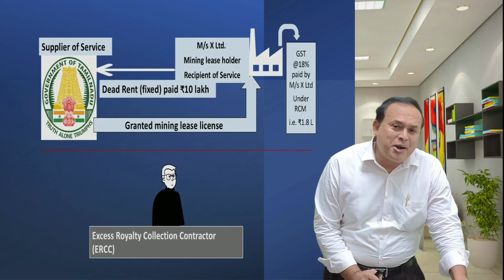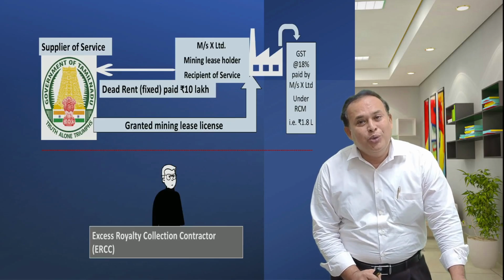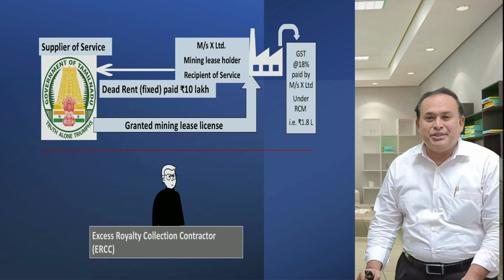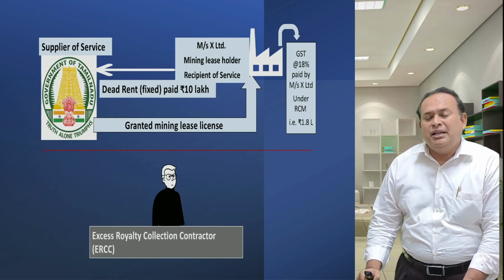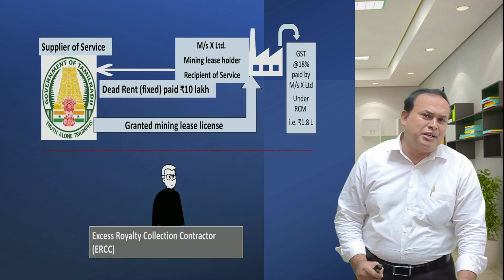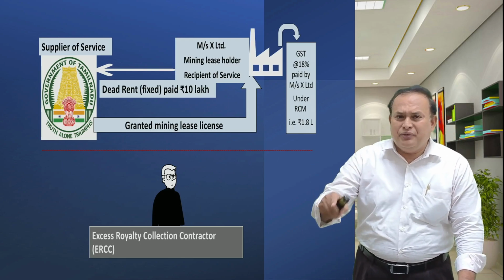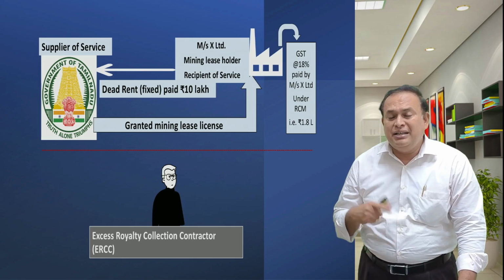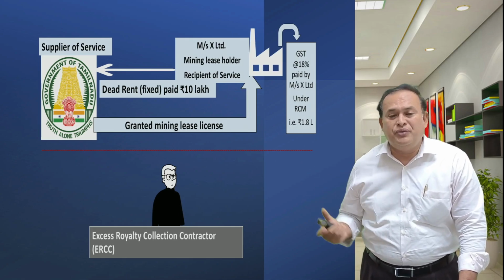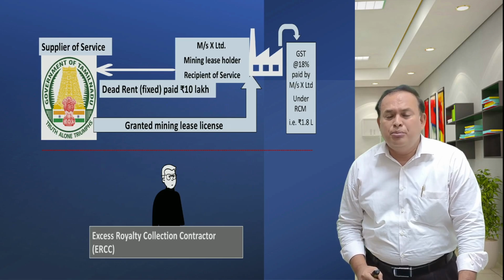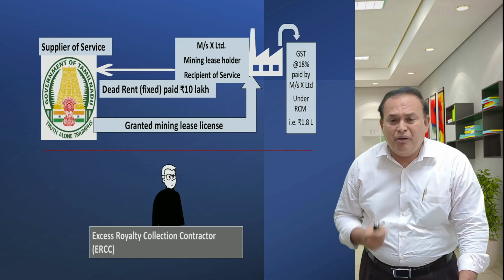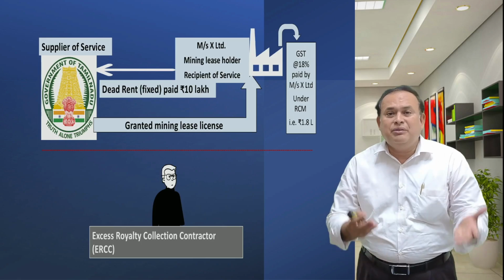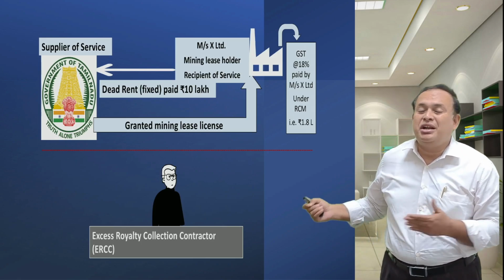The excess royalty collection contractor said, I will do for you what you can do for me. Oh, you want consideration? No, for doing the business, fine. Do one thing, Mr. Excess Royalty Collection Contractor: for doing this activity, every day you have to take the account of extractions and identify the total of extraction and the value of it. And for doing this business on behalf of the state government, how much are you going to charge? Whatever you say, I will pay, sir, the excess royalty collection contractor said.